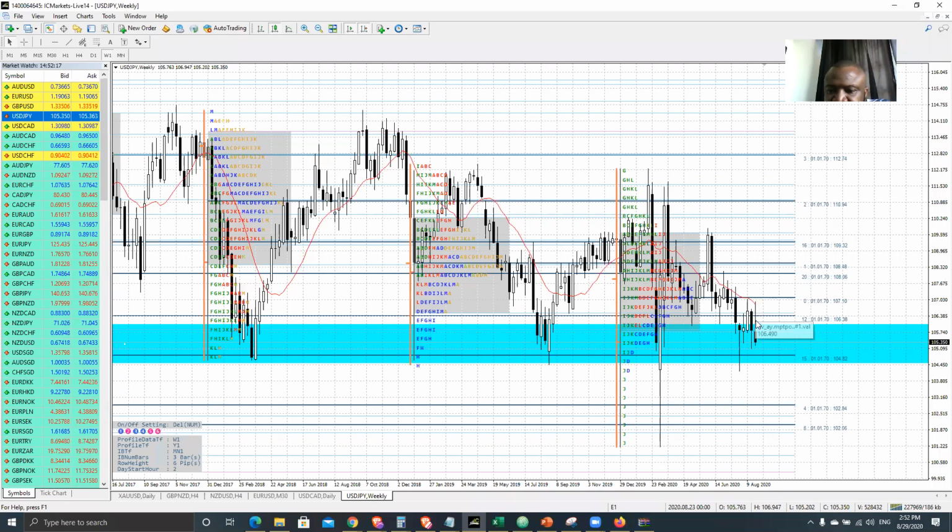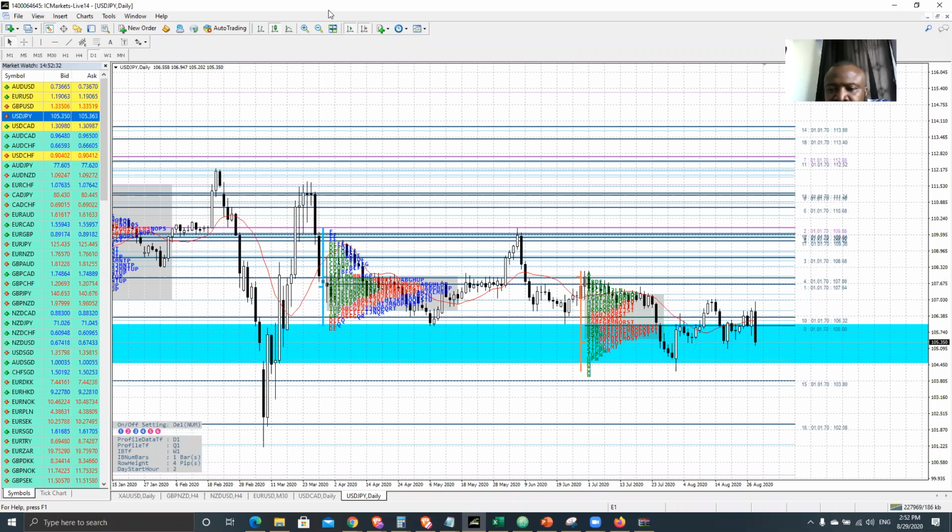This weekly finds a big rejection at the top. We didn't take out the low. There's a reason why we didn't take out the low. Let's look at the daily. What we're looking for is just clues, right?